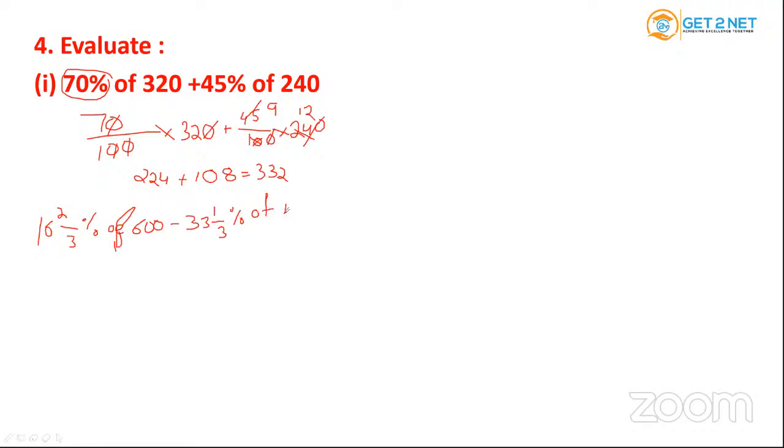Okay. So what is the normal procedure that we need to do? First, we will convert the mixed fraction into an improper fraction. 3 into 16 is 48 plus 2, 50. Yes, 50 by 3. When we have a percentage, that means divided by 100, right? So if I turn it upside down, then it will be 1 divided by 100, right? Into 600.